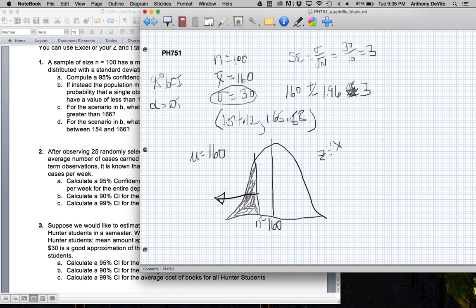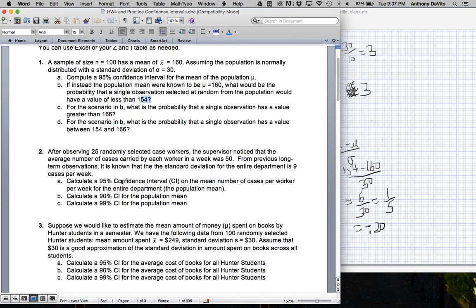Z-score is equal to x minus mu over the standard deviation, which is equal to 154 minus 160 over 30, which is equal to negative 6 over 30, which is equal to negative 1 over 5, which is equal to negative 0.20. So what is that area going to represent? What is that area that's going to be represented there?